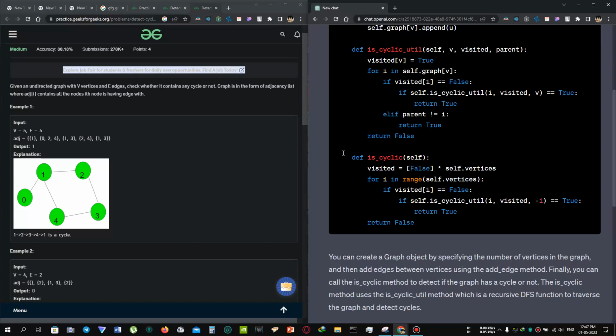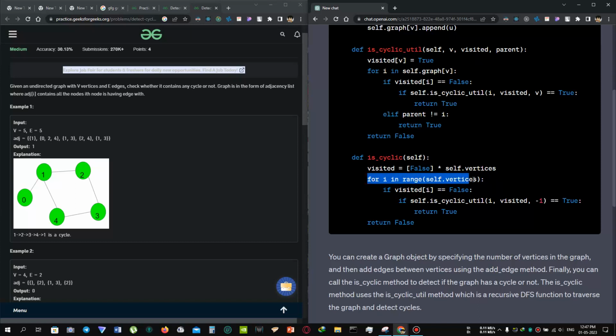All right, let's discuss the code. So we will mark visited as false. What it means is that it will create a 1D array list, the number of vertices is 5, so it will create false five times, which means we have not visited any node yet.